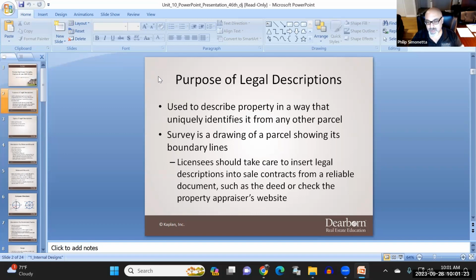So when you populate that, you pull from the tax record or you pull from the property appraiser site, which you'll learn as we go. But it's very, very important that it is exactly correct.